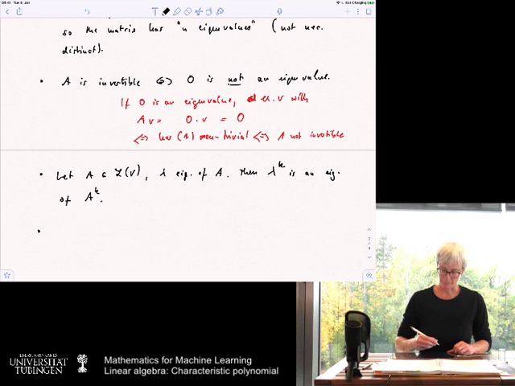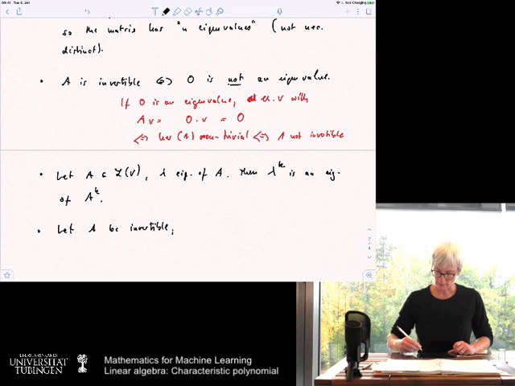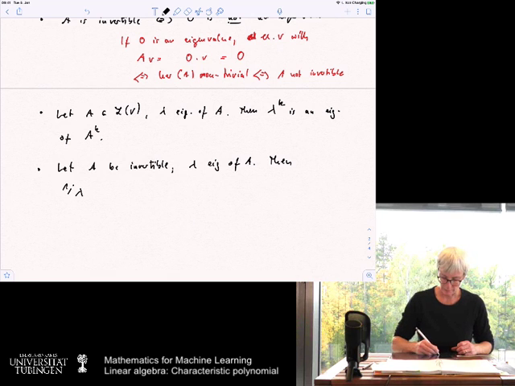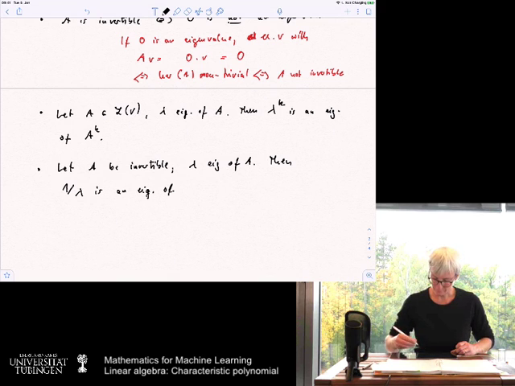The other thing has a similar geometric meaning, but is important as well. Let A be invertible, and lambda an eigenvalue of A. Then we already know something about the eigenvalues of A minus 1, the inverse. Namely, 1 over lambda needs to be an eigenvalue of the inverse of the matrix A.